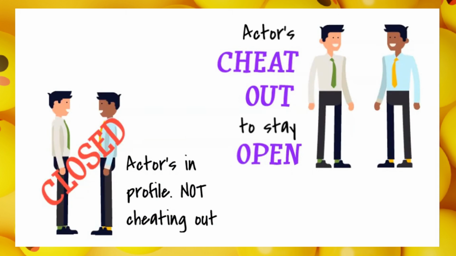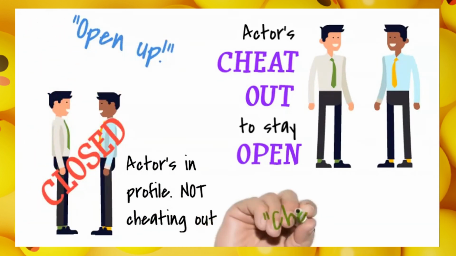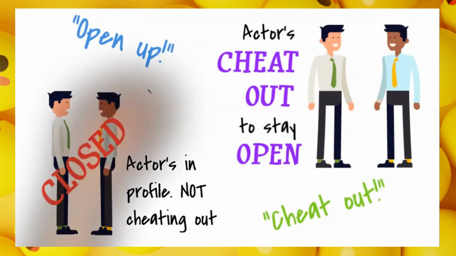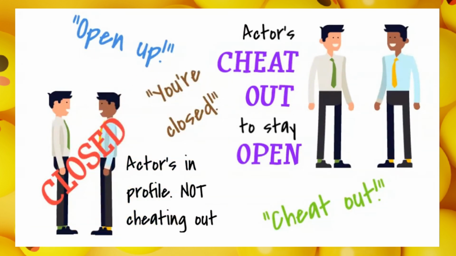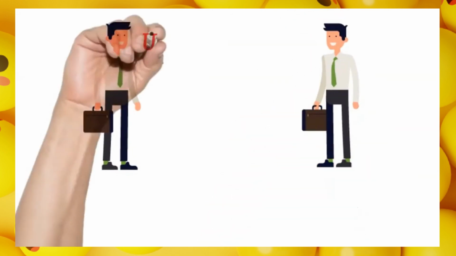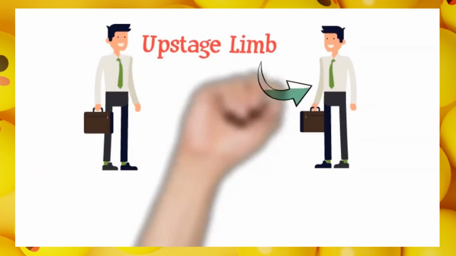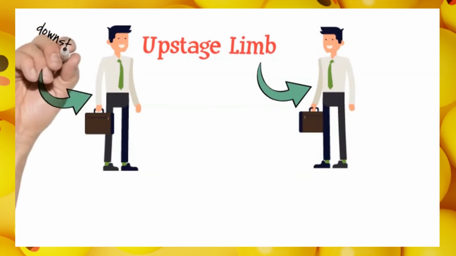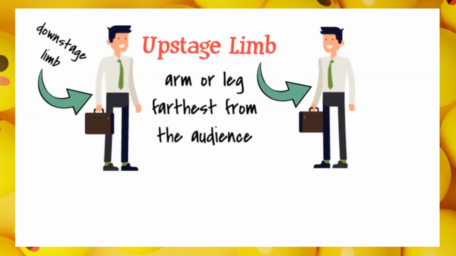A director will often be heard telling actors to open up or to cheat out, or alert an actor when they are closing off to the audience. One way for an actor to make certain they remain open is to utilize their upstage limb, using the arm or leg farthest from the audience in order to stay open.